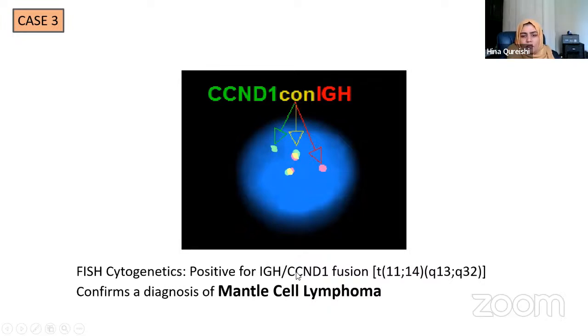So the IGH gene is on chromosome 14, CCND1 is on chromosome 11. So normal cell, as we saw in the other case, for the IGH-CCND1, you should see 2 green, 2 red signals. Here you are seeing 1 green, 1 red, and 2 yellow signals, meaning that the translocation has happened. And when the IGH and the CCND1 come close to each other, that gives a yellow signal. So this indicates that there was this translocation present, and this is not an atypical CLL. So this case was diagnosed as mantle cell lymphoma.